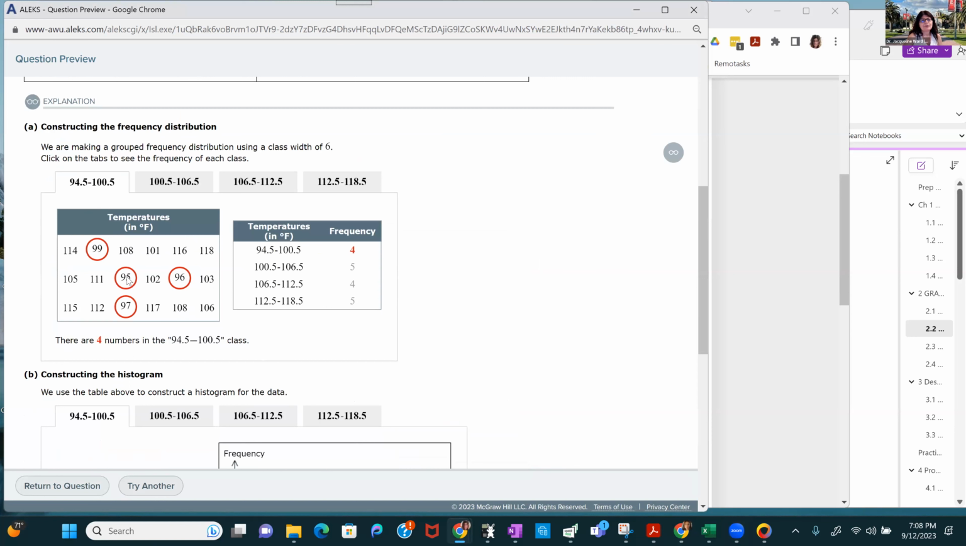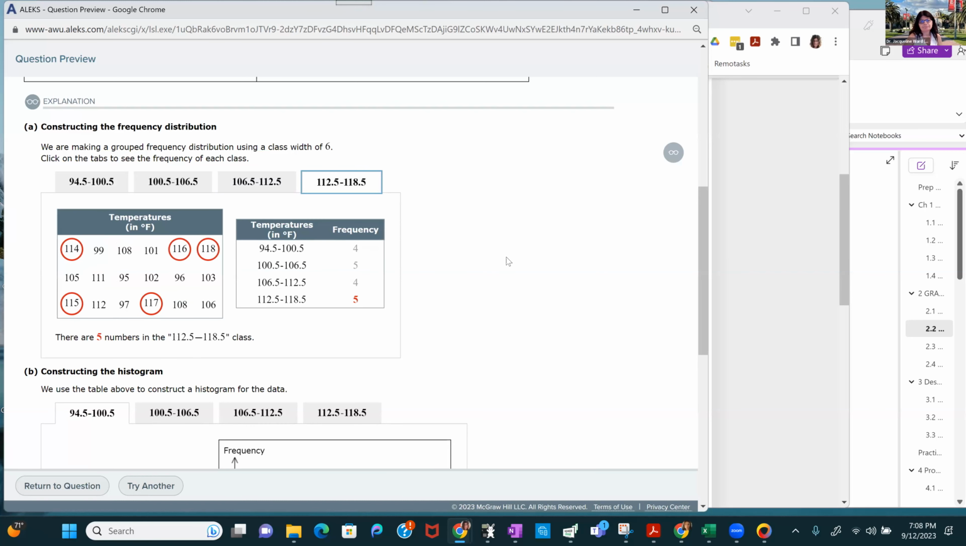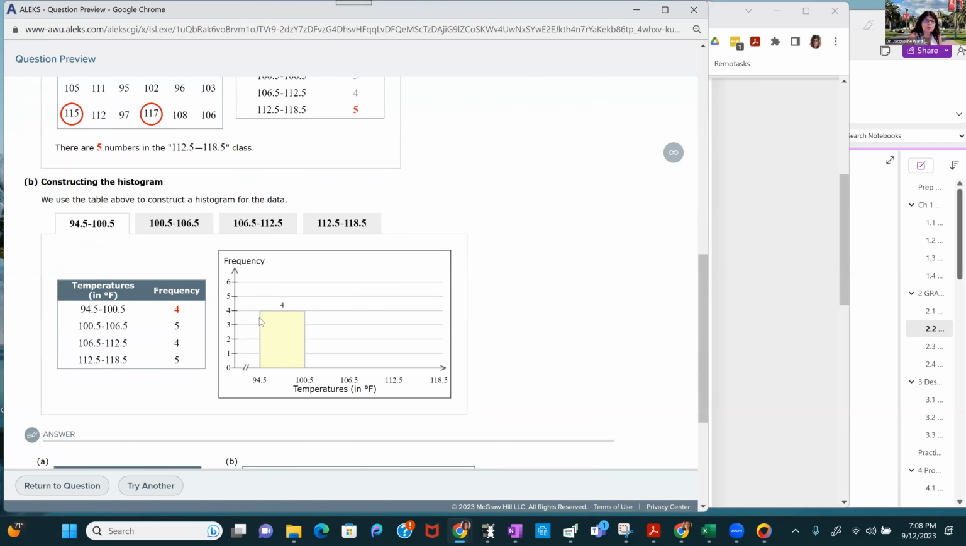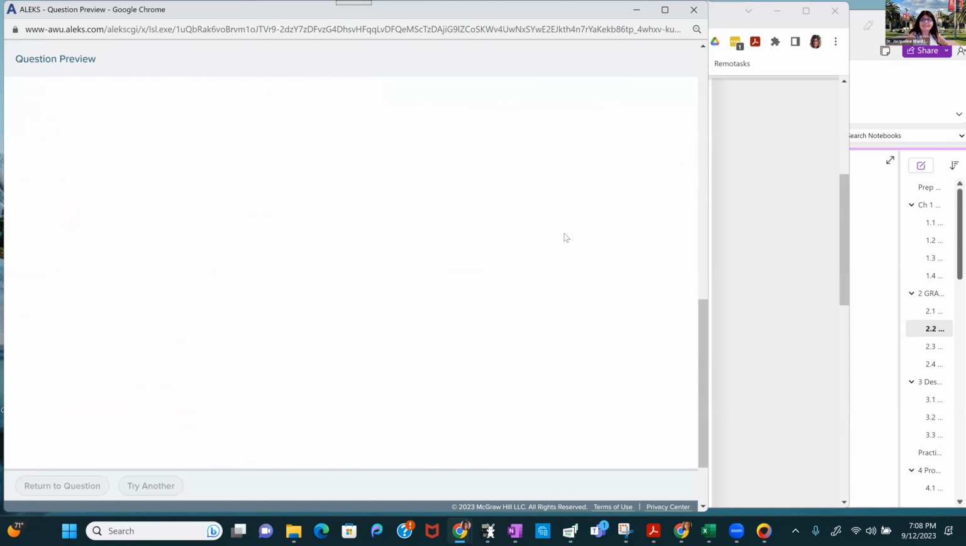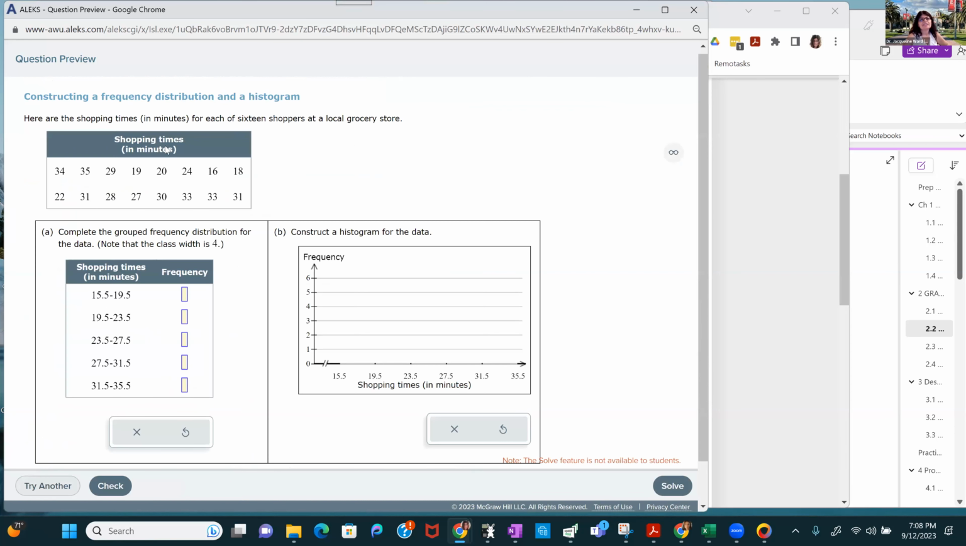And here they've circled them for you. There are 4 in that first class, or 5 in the second class, et cetera. And they show you one little bar at a time. One bar at a time. And overall, here's all of them on one graph. Okay. So again, I think these are pretty straightforward.